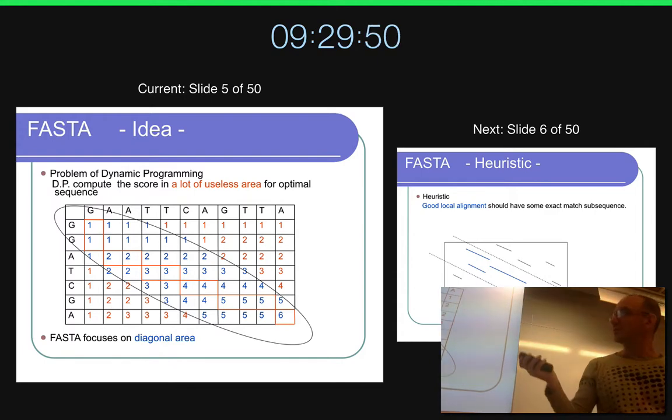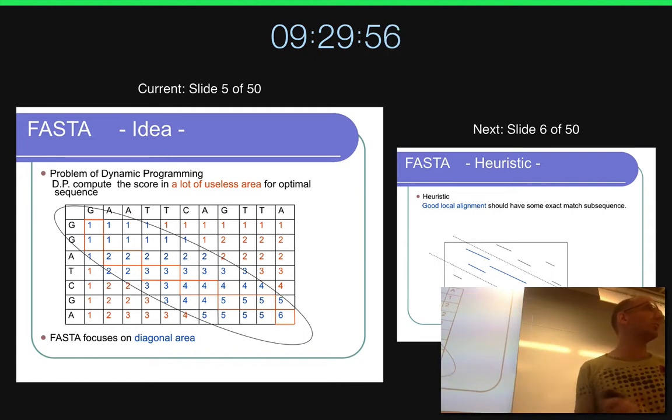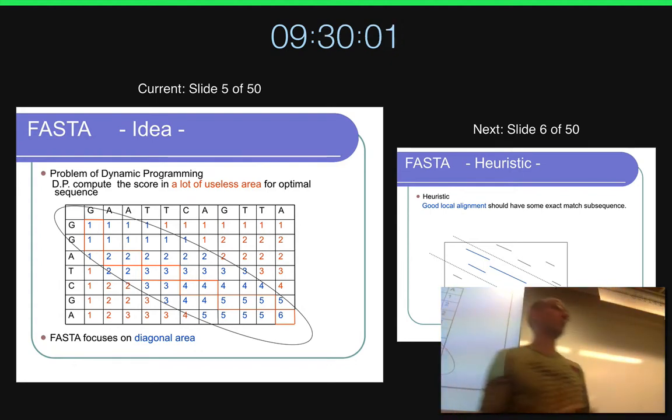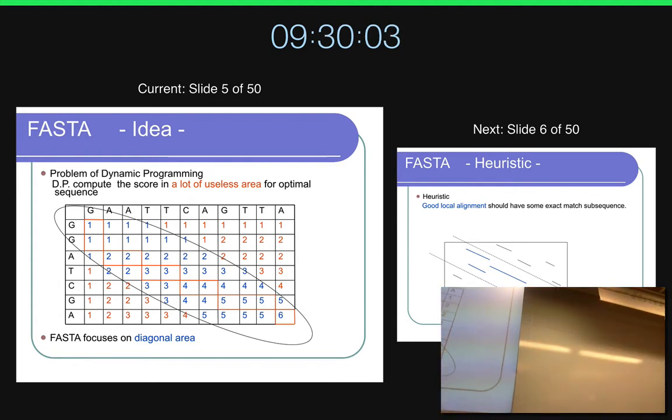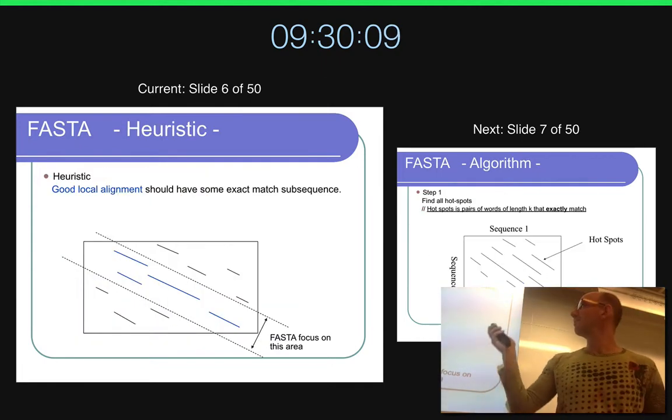So the trick here is, can you find the areas that are good? In this case it's easy because someone could just ignore the ends and focus on the part here and do it faster. But it could also be a good alignment here while the rest is bad, and you don't know that. This is local alignment. So in FASTA, the trick is to find some exact subsequences.